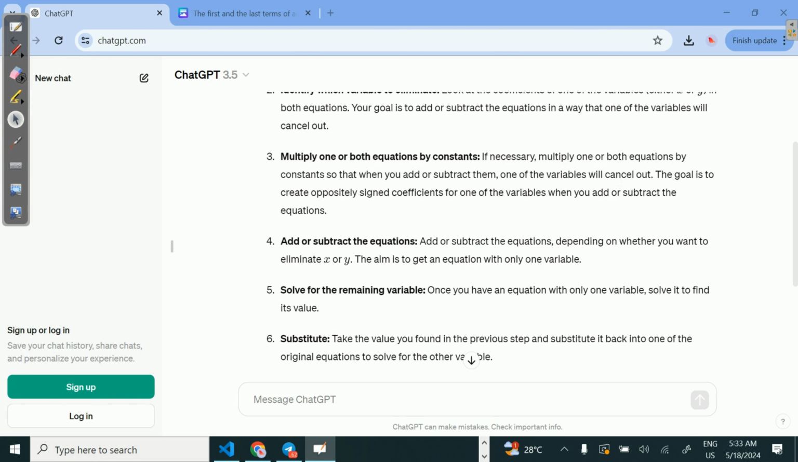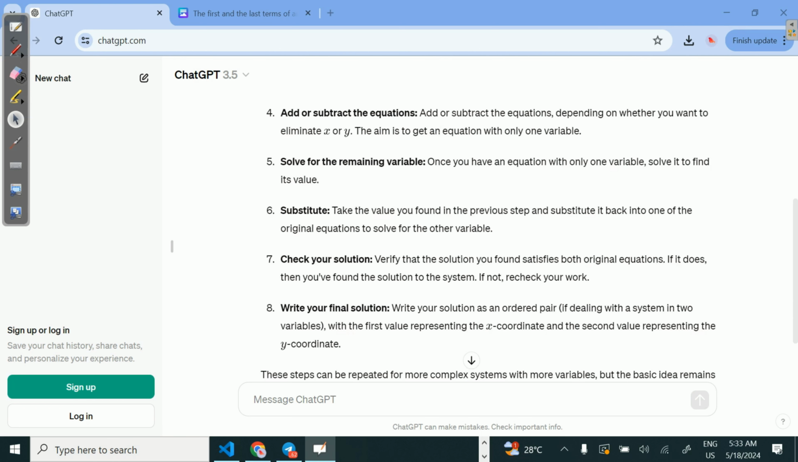And lastly, we can check our solution to see if it satisfies both original equations. If it does, then you've found the solution to the system, and then we write our final solution, making sure you write your solution as an ordered pair of x and y coordinates. These steps can be repeated for more complex systems with more variables, but the basic idea remains the same.